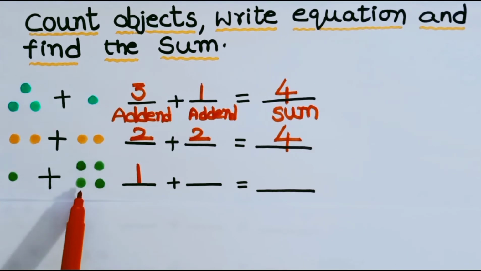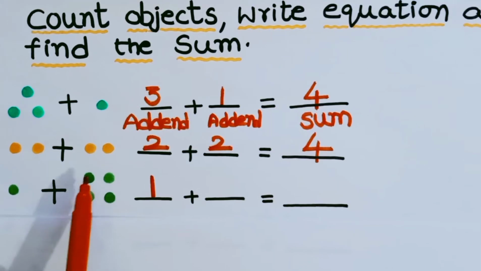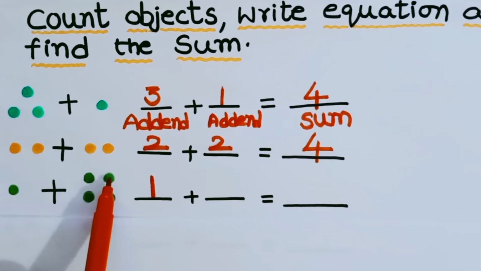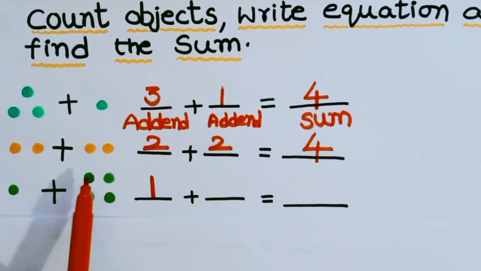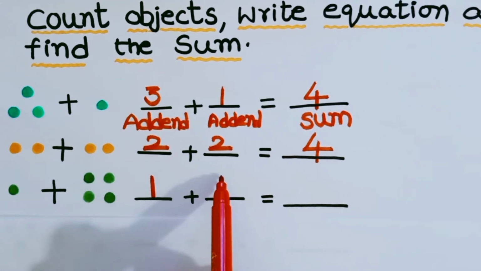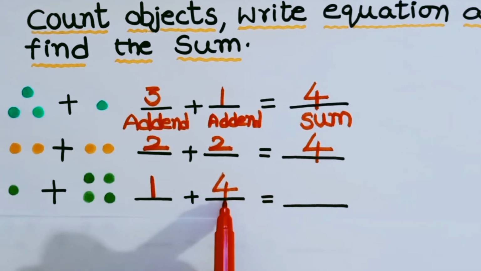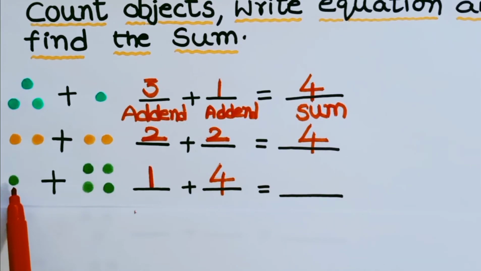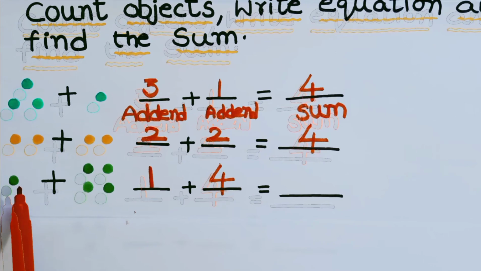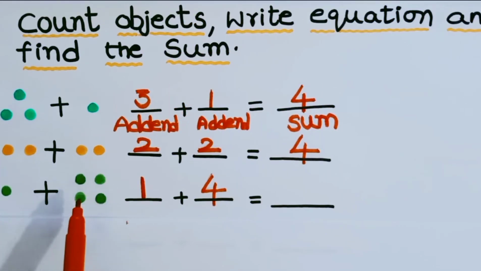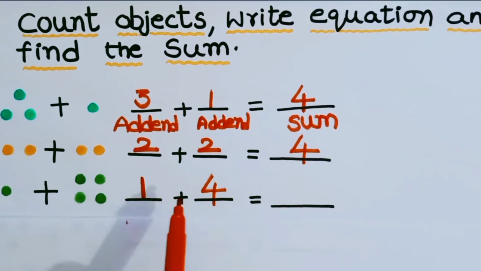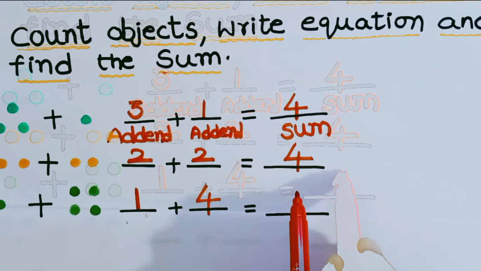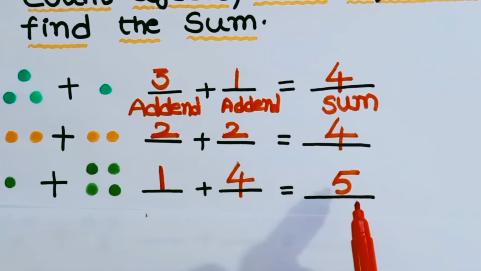Now look at the second group. How many circles are there? 1, 2, 3, 4. There are 4 circles. So the second addend is 4. So the addition of 4 circles to the 1 circle gives how many circles totally? 1, 2, 3, 4, 5. So we get 1 plus 4 is 5. The addition of 1 and 4 is 5.